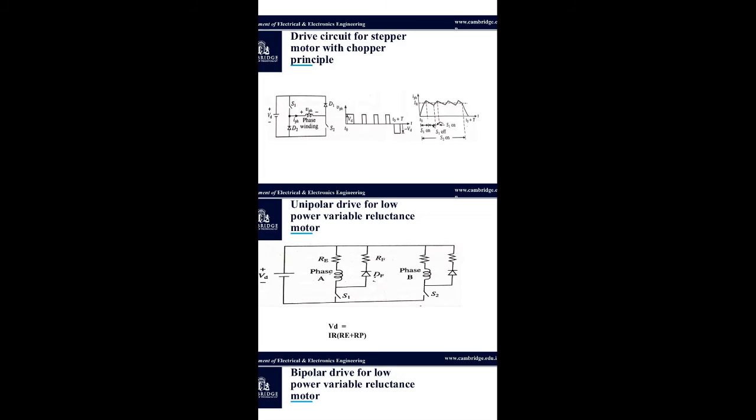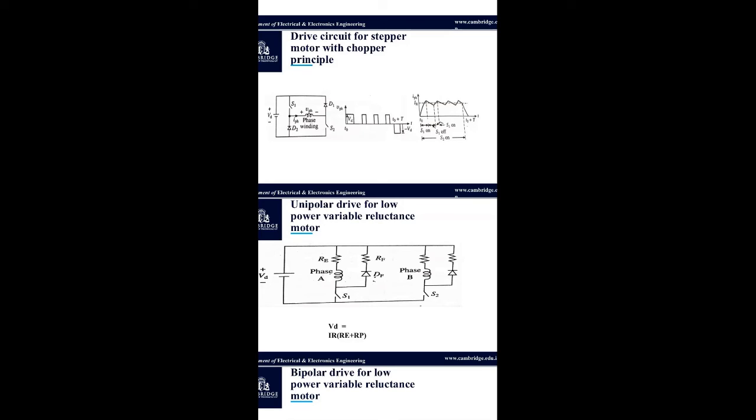The energy stored in the phase winding inductance during the on period of the switch is all dissipated in the freewheeling circuit resistance when the switch is turned off. Because of these energy losses, the unipolar circuit is said to be highly inefficient and it is used only for low power stepper motors. So an efficient unipolar drive circuit which is capable of providing fast current buildup and decay is using the chopper circuit principle.